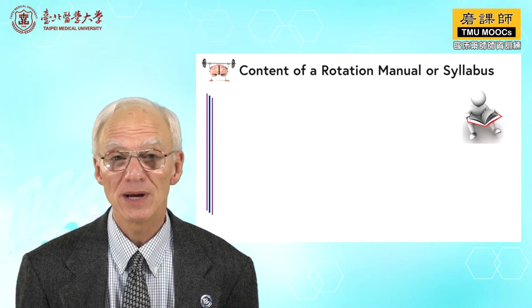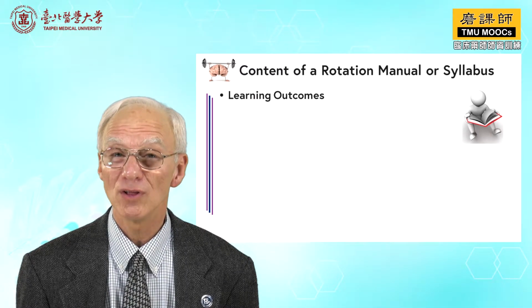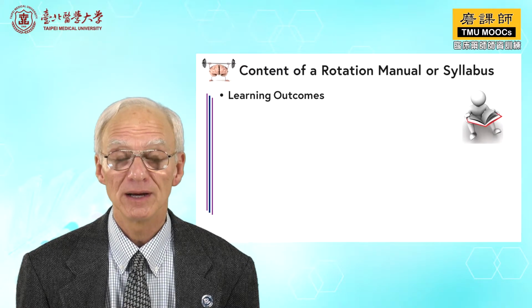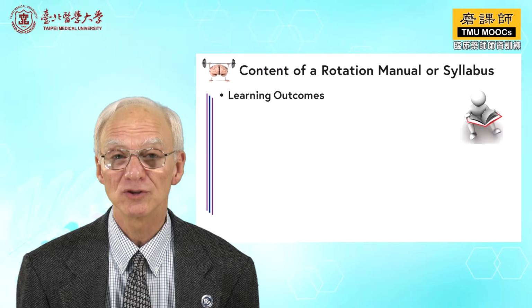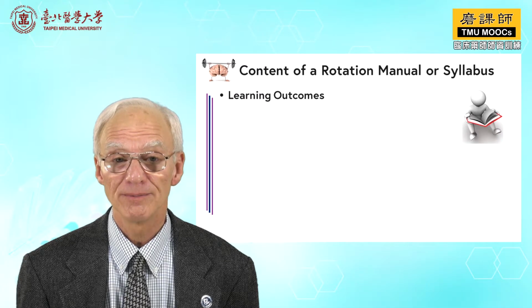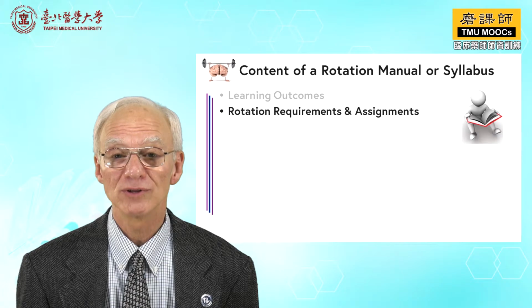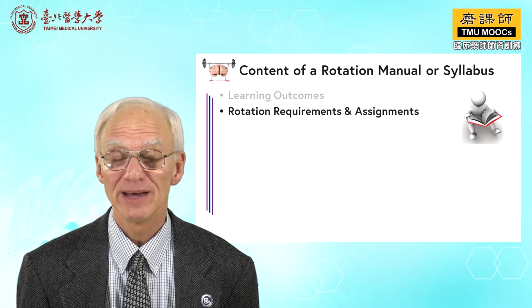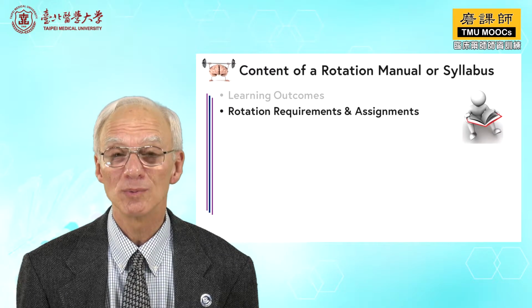So the type of information that should go into this manual or syllabus is, first of all, the learning outcomes. That's what everything revolves around in an advanced practice experience rotation. So the learning outcomes need to be defined as the first step, and the student should understand what those learning outcomes are.